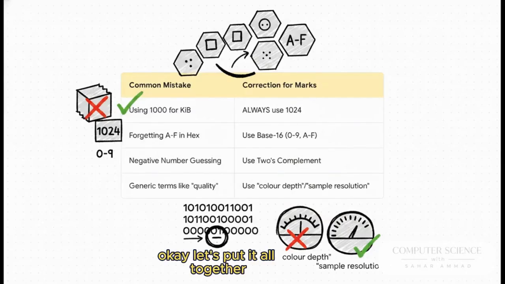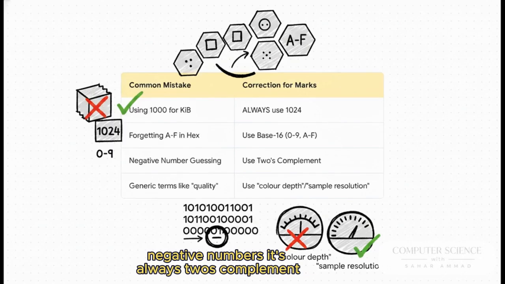Okay, let's put it all together. Think of this as your last-minute cheat sheet before you walk into that exam hall. First, units like kilobyte, always use 1024. Second, hexadecimal, it's base 16, so don't forget A to F after 9. Third, negative numbers, it's always 2's complement, and that first bit is worth negative 128.